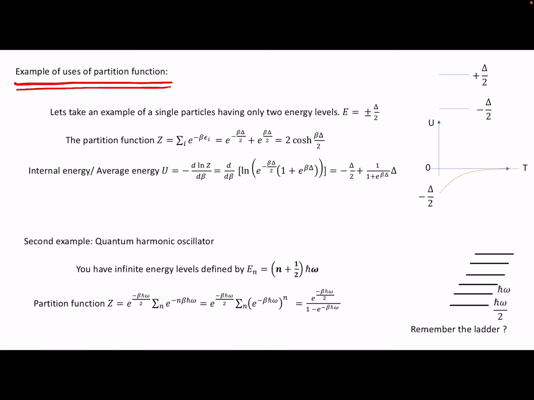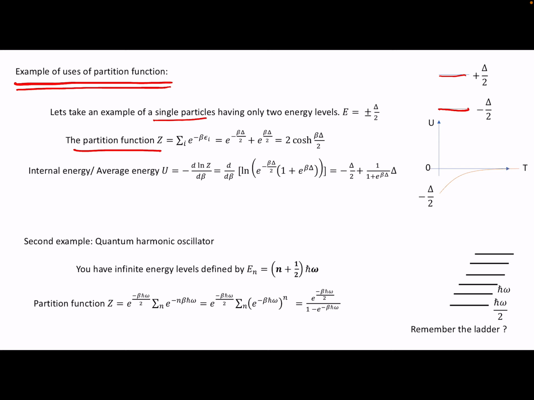Let's take an example of an electron which can take only two states. You can think of it as an electron, or a spin level, or whatever. Instead of having an infinite number of states, let's assume a very simple case. I am having only one single particle, and that particle can have only two energy states. One is defined as plus delta by 2, another one is defined as minus delta by 2. These are the two possible energy states. If this is the case, how do I write the partition function Z?